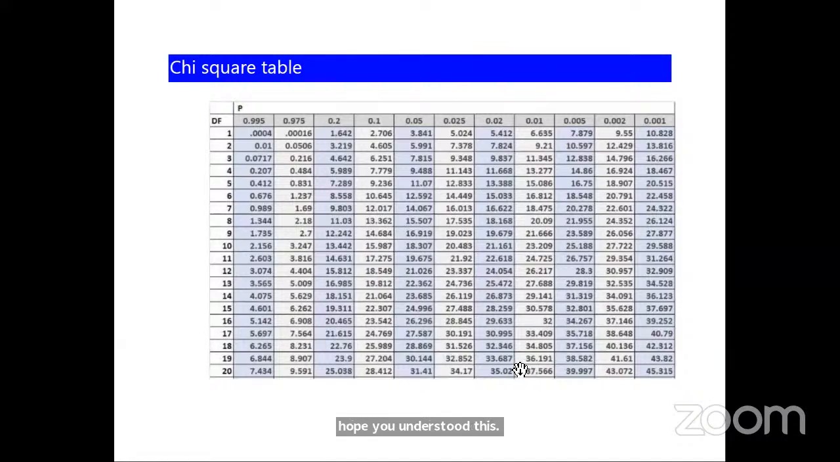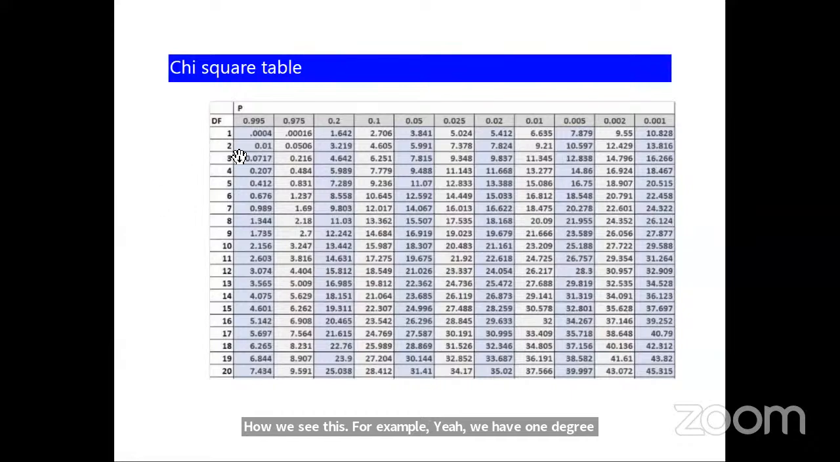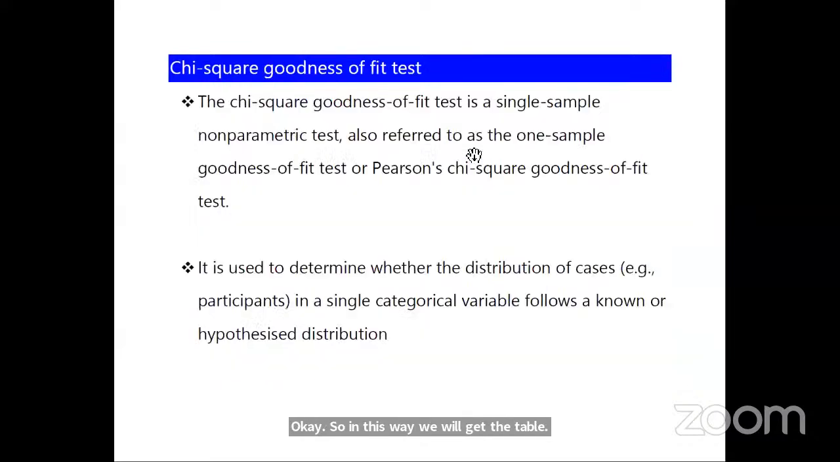Yes, this is the chi-square table, how we see this. For example, here we have 1 degree of freedom and at alpha level 0.05. So you can see 1 degree of freedom and the corresponding value for 0.05 here. So it is 3.845. Okay. So in this way, we will get the table value to take the decision.